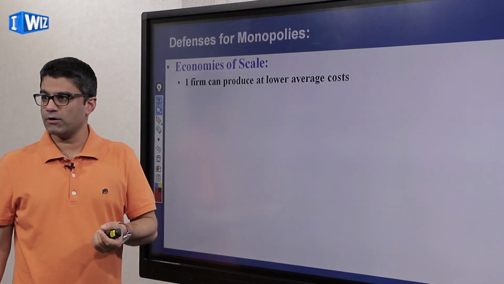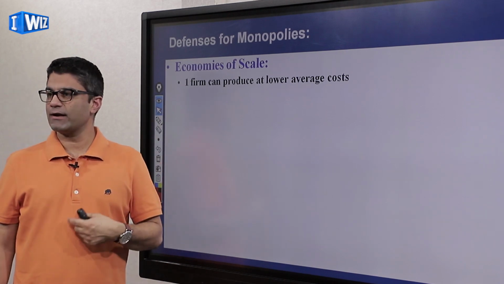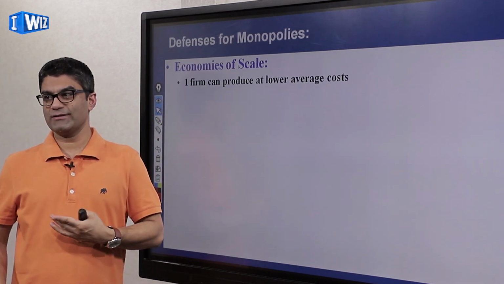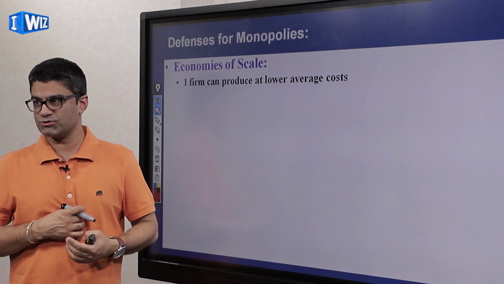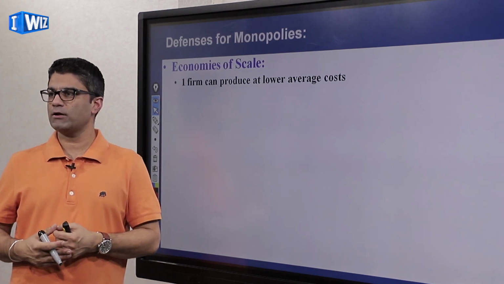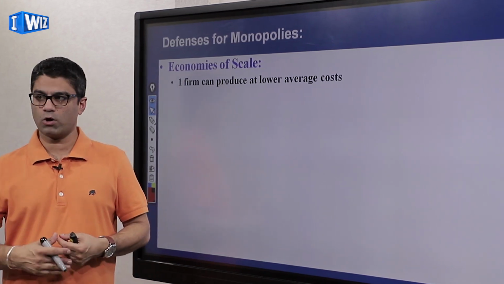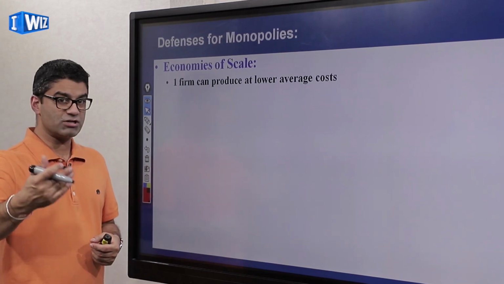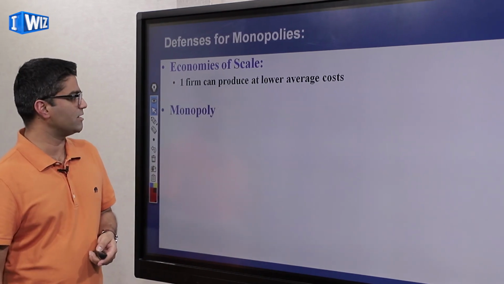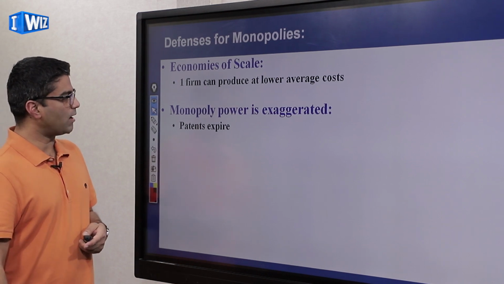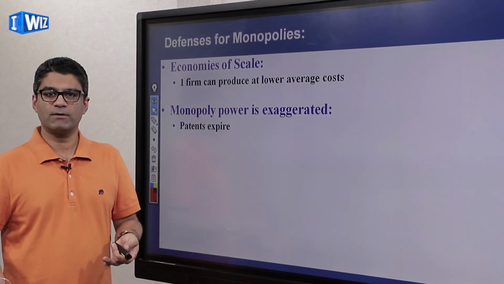Now, if that's the scenario, in that case, one firm can produce at a lower average cost than more than one firm. So in that case, we probably want one firm to produce and not more than one firm. And that's why in a lot of cases, utilities, providing water to a house or providing electricity, are examples of why monopolies exist.